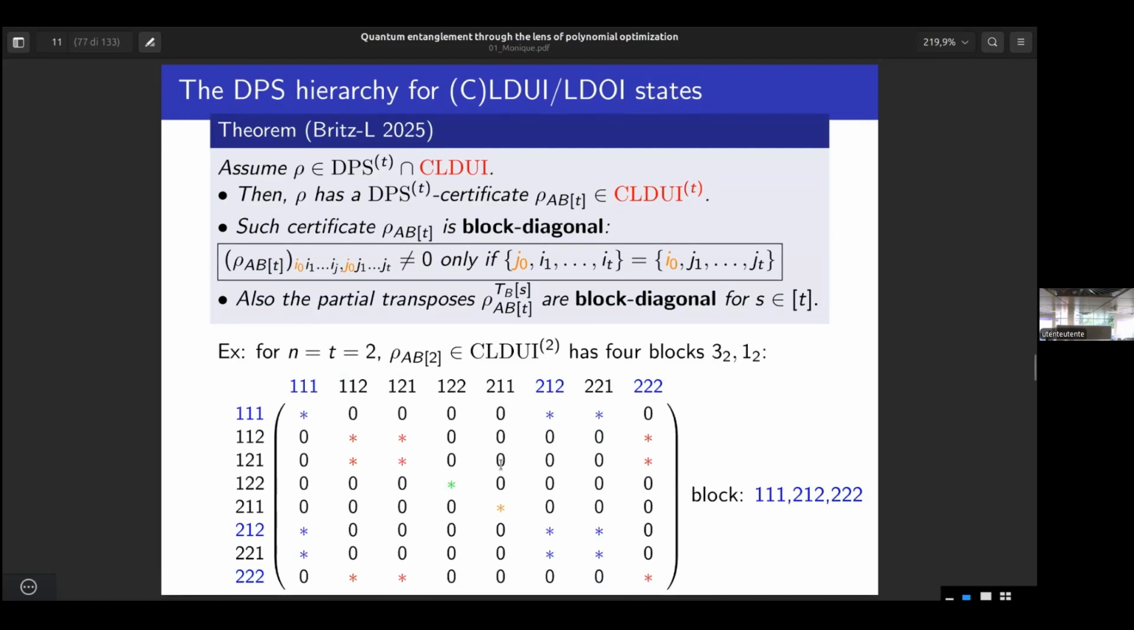For instance, for n is 2, T is 2, here is the sparsity structure of the DPS certificate with this invariance property. Here I stated the invariance property for CLDUI because I wanted the B register to be different, but of course you have the same for LDUI, you just take a transpose, and also for LDOI. All this can be done in all three settings.